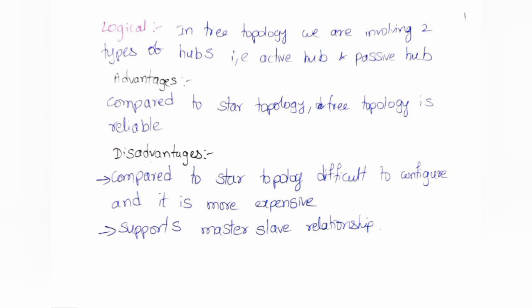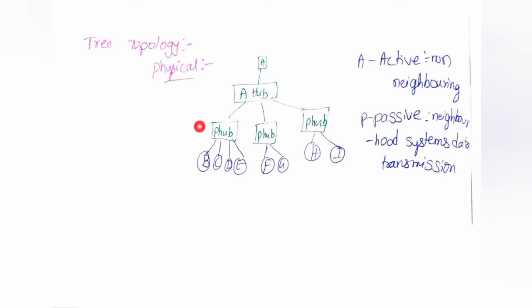Compared to star topology, it is difficult to configure and more expensive because we are using more controllers here, and it is a little bit complex. Here it supports a master-slave relationship because we are having the hubs. If device B wants to communicate with device E, then it has to transmit the data to the passive hub, and then the hub will communicate with E.